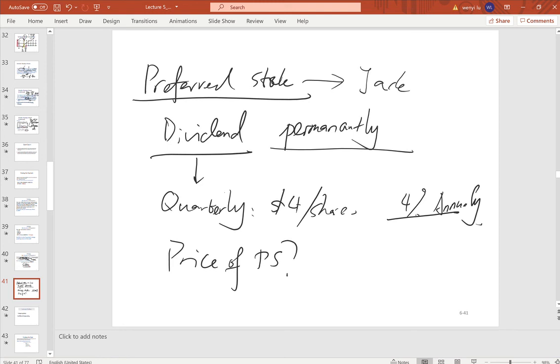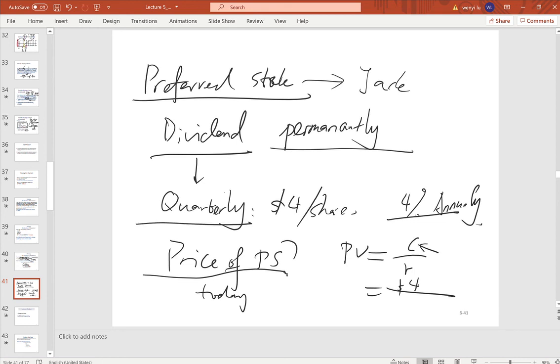We will use our preferred stock formula, or you can say the perpetuities formula, to solve this one. The price of a preferred stock on today's market is something called what? Present value. We know our perpetuities present value is equal to C over r. C is the periodic payment. That's $4 per share every quarter. That's the dividend Jack received. What interest rate should you put here? This is something I want to emphasize in this question. You must pay more attention.